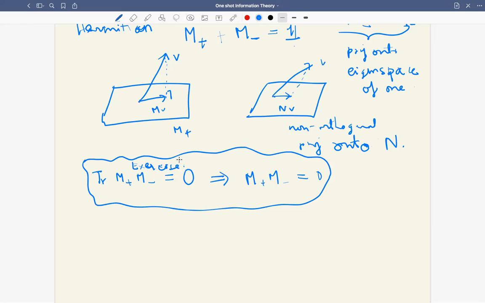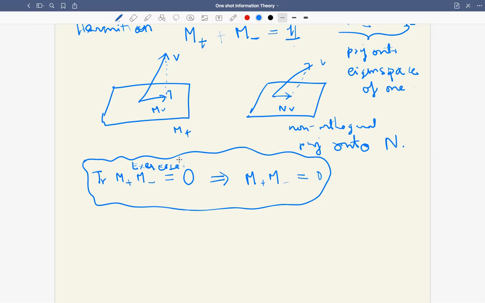Actually, Shantan, a good point. This m plus times m minus equal to 0 will hold if you have a complete system of projectors in general. They don't have to be orthogonal projectors. Orthogonality has to do with the Hermitian property.